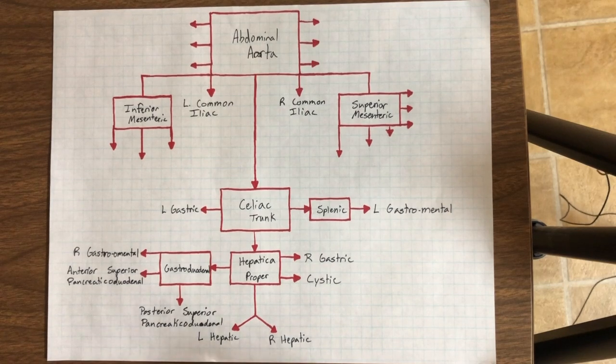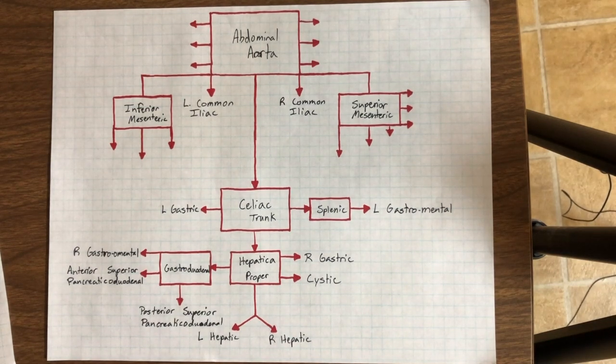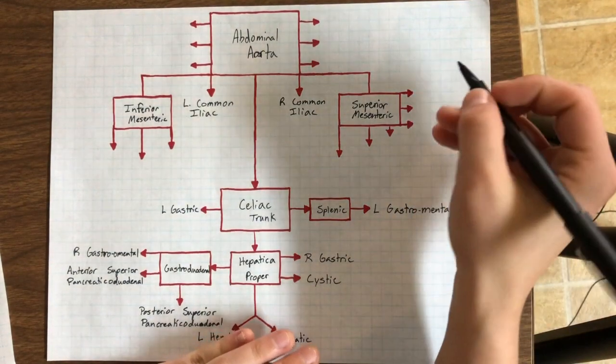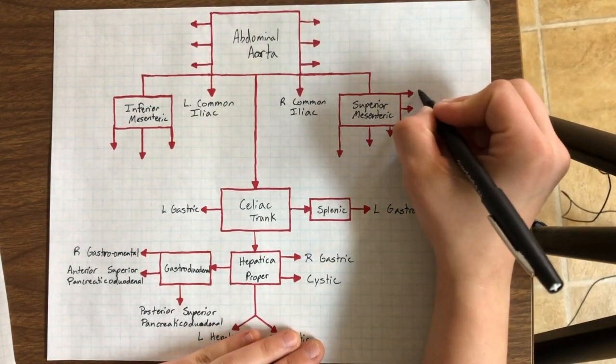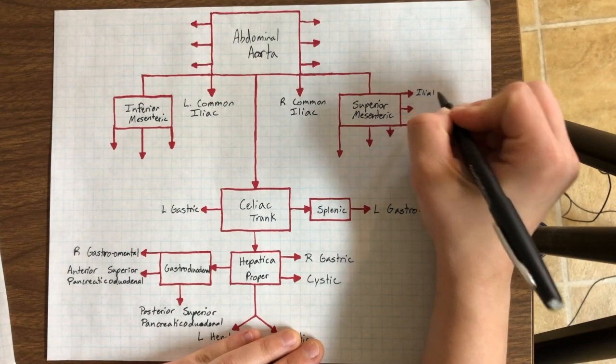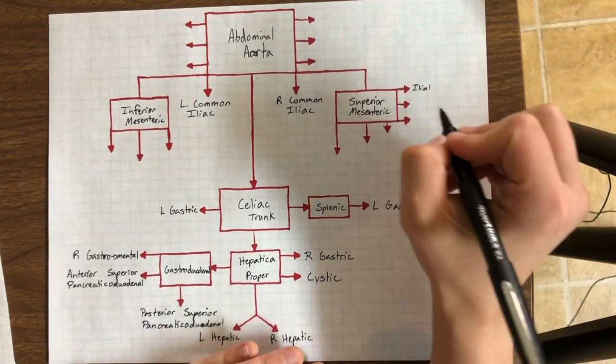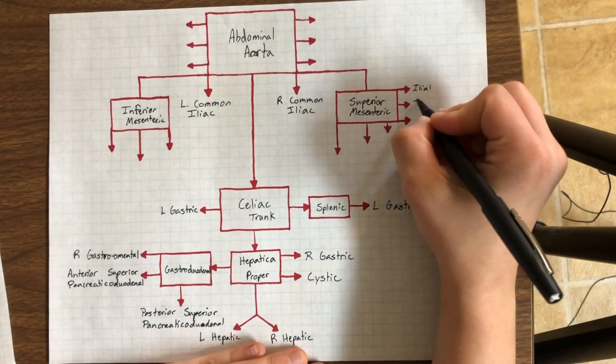Alright, so that's it for the celiac trunk. Let's move on to the superior mesenteric. So the superior mesenteric artery is going to supply the majority of the right side of the lower abdominal cavity. So we're going to supply the small intestines. We're going to supply the ileum of the small intestine specifically with the ileal artery. Then we're going to supply the jejunum with the jejunal artery.